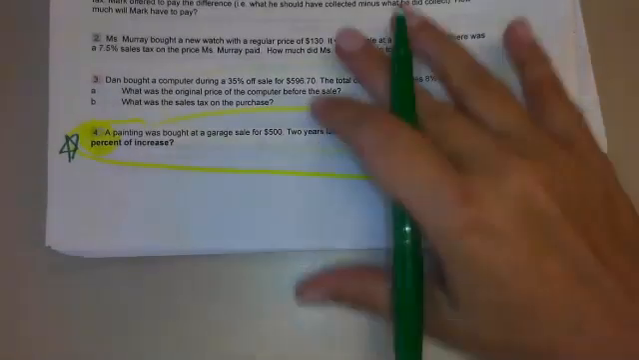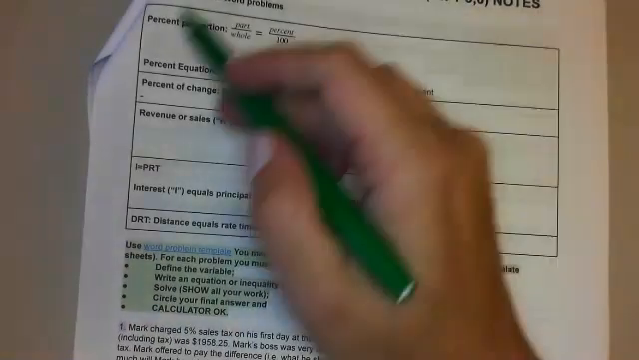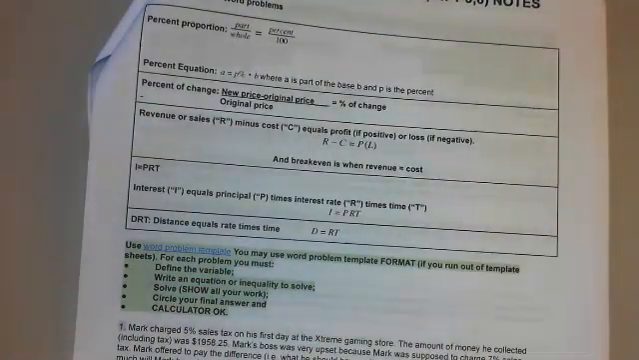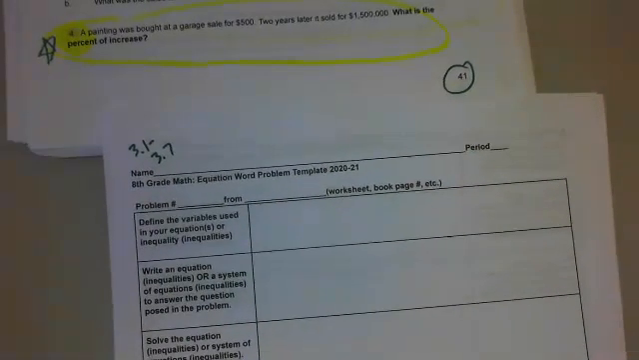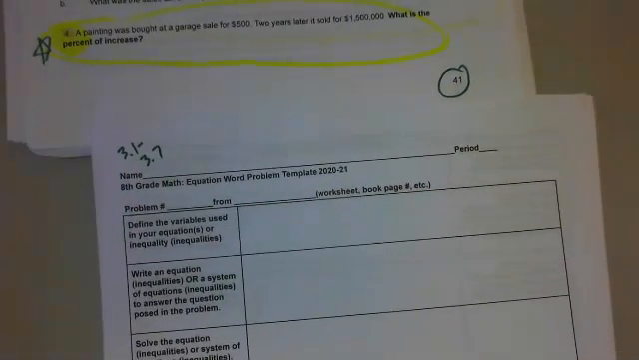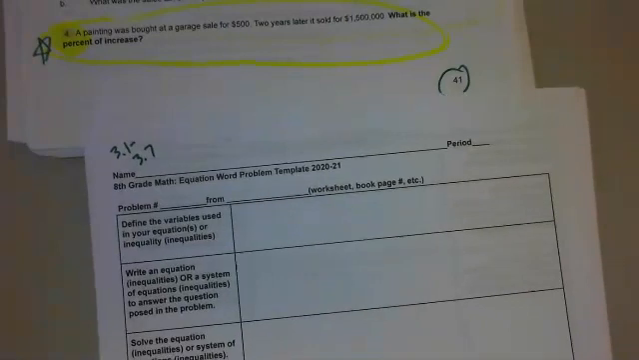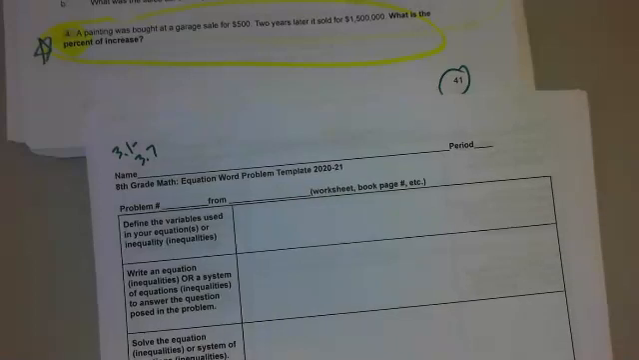Any of the formulas you might need are all up here at the top. I try to put them all listed there. Okay, so we have a painting was bought at a garage sale for $500. 2 years later, it sold for $1,500,000. What is the percent of increase? So that's percent change.